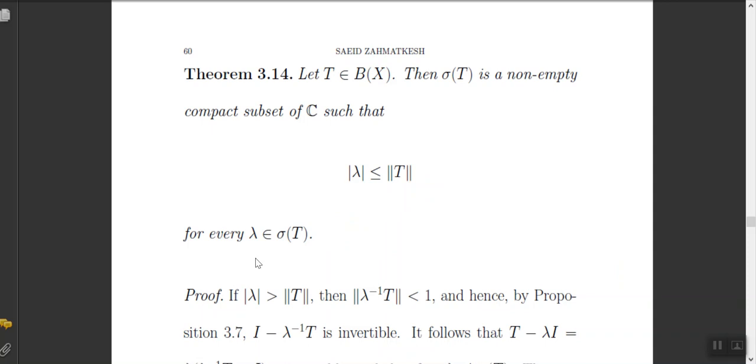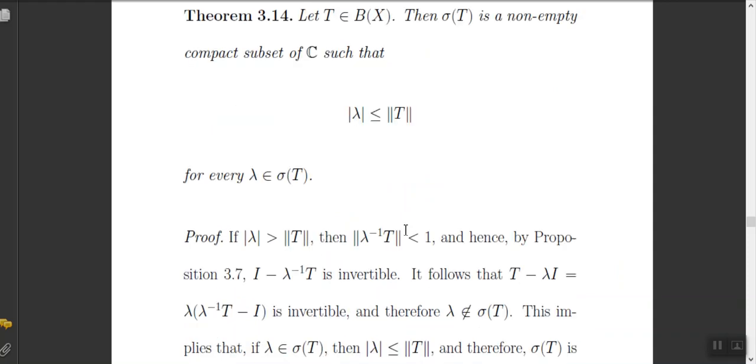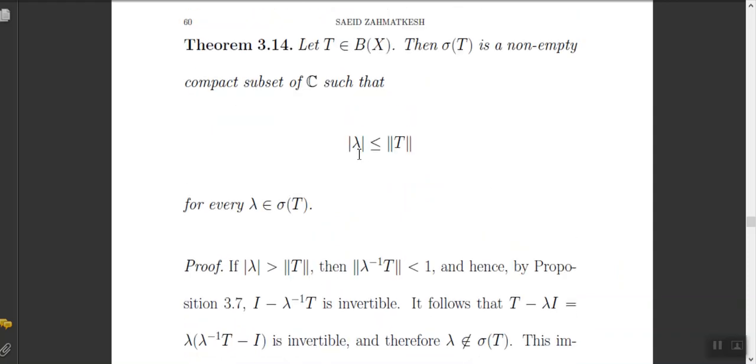Okay. Now let's start the proof. We want to show this first. We want to show that for every lambda in a spectrum, the absolute value of lambda is less than or equal to the norm of t.